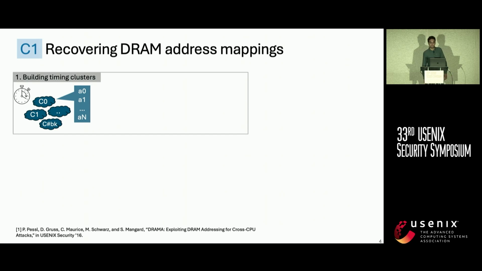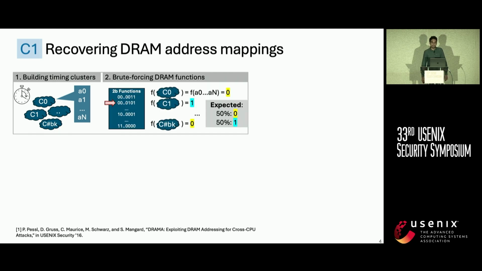We first tried the established DRAMA approach, which consists of creating bank conflict clusters using the bank conflict timing side channel. These clusters consist of addresses going to the same bank. Then in the second step, we try to brute force the DRAM functions. The idea is that you try, for example, 2-bit functions. If you have found a valid function, then applying the function on all addresses of the same cluster should return the same value, for example, 0. Half of the cluster should return 0, and the other half 1. If these conditions are met, then you have a valid function.